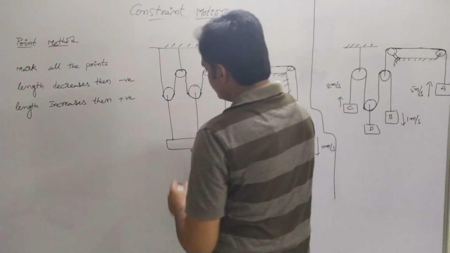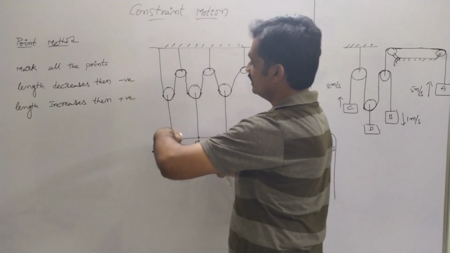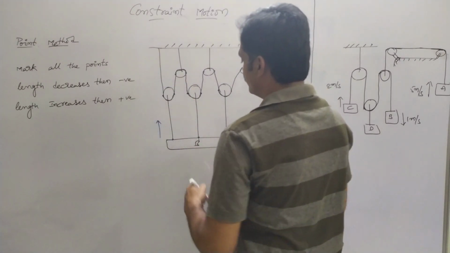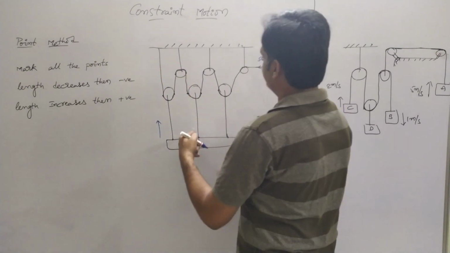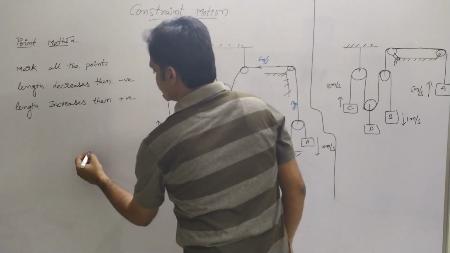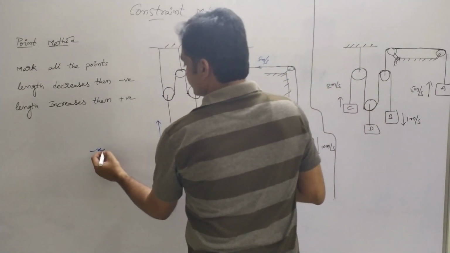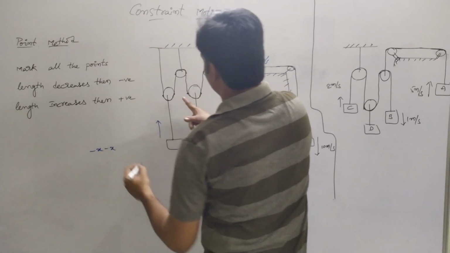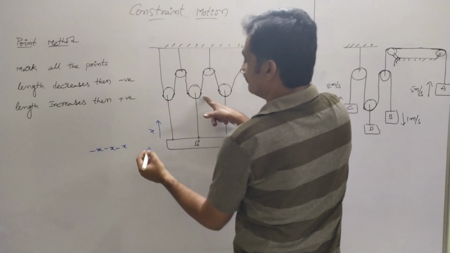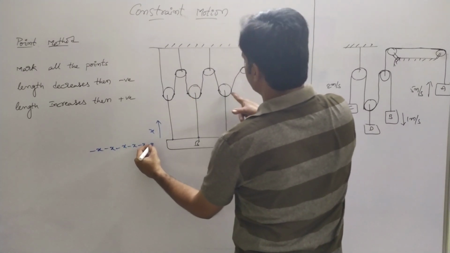Now observe that this block B is moving in the upward direction with a velocity of x. Observe that the length is decreasing because it is being dragged like this. So as the length is being decreased, here we represent a minus x for this point, as well as a minus x for this point. Again here we have minus x for this point, again minus x for this point, and here we have minus x for this point and minus x for this point.